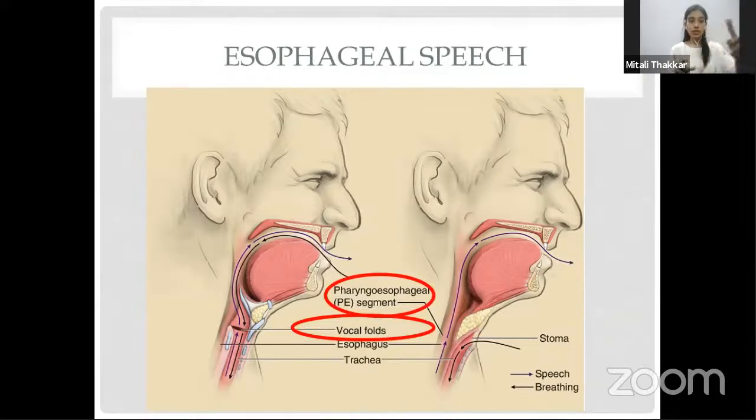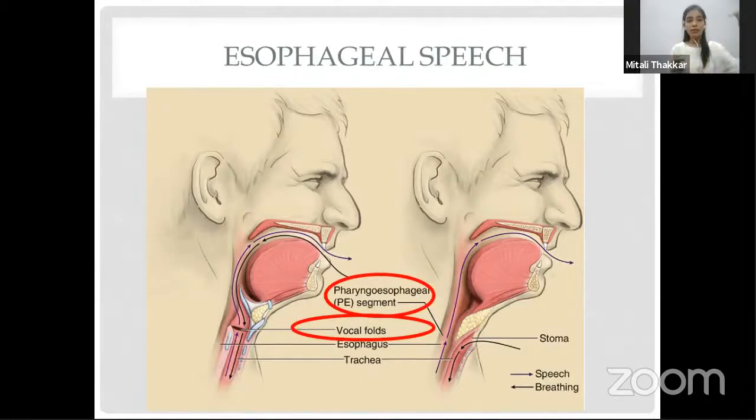So if you look at the two markings on the diagram, you will realize that the vocal folds, which originally were the basic source of voice production, are no longer present in a person post laryngectomy. So the function is now taken over by another segment which is very essential for producing esophageal speech, and that's the PE segment, or the pharyngoesophageal segment. So this is the major difference in the anatomy involved in voice production.